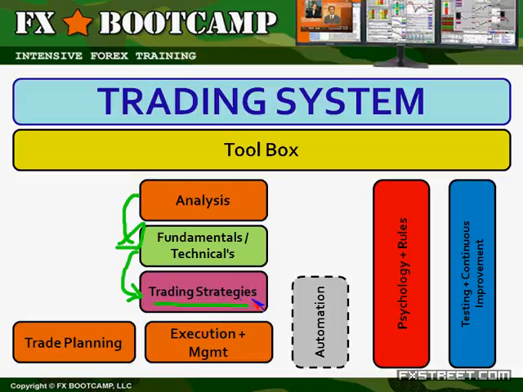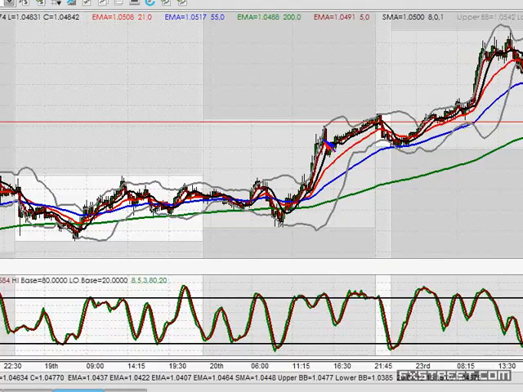If it's technically driven, I might be spending a lot more time identifying support and resistance and planning around it. So, for example, let's go back to that Aussie chart.